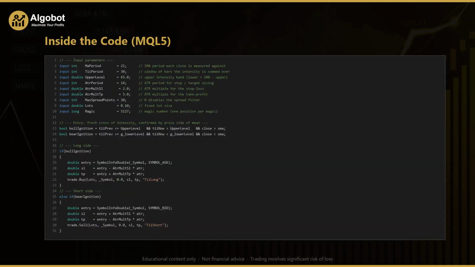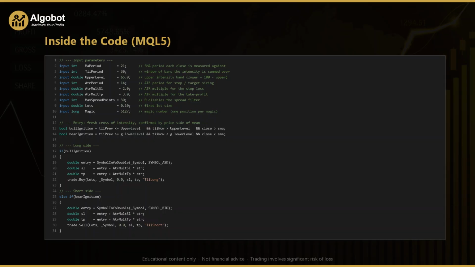Let's read through the code as it would look in MetaEditor. At the top are the input parameters you can adjust in the strategy tester. MA-period is the moving average each close is measured against, set to 21. TiiPeriod is the window the intensity is summed over, at 30. UpperLevel is the upper band at 65, and the lower band is derived from it. AtrPeriod, AtrMultSl, and AtrMultTp control the volatility-based stop and target.